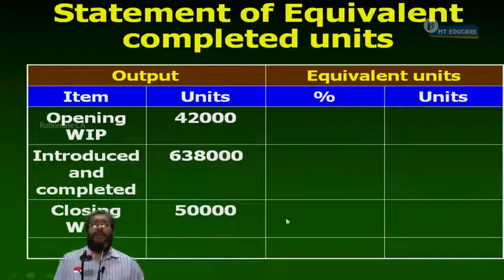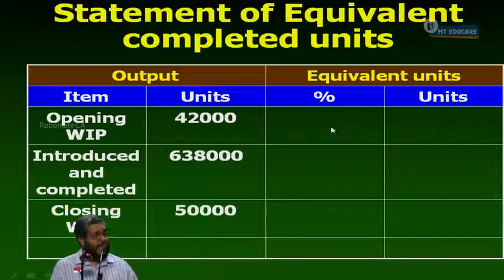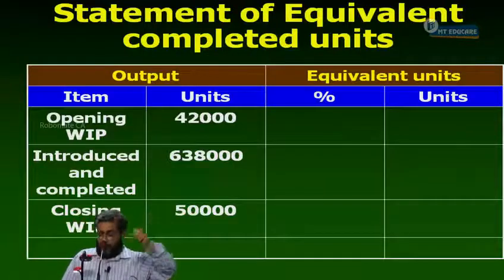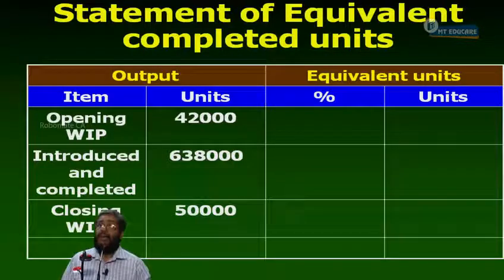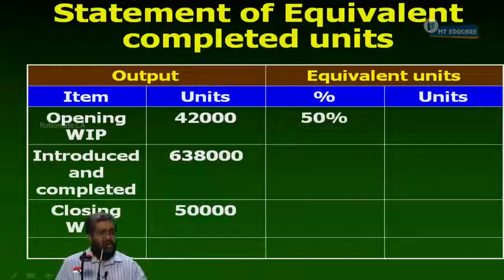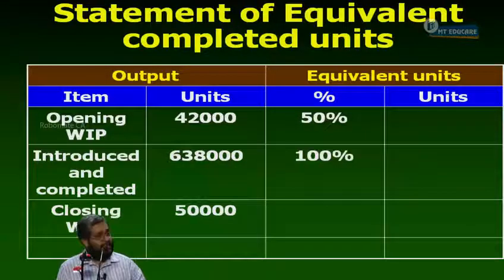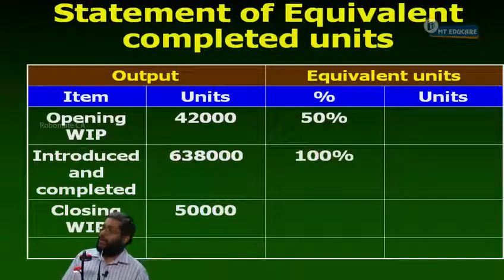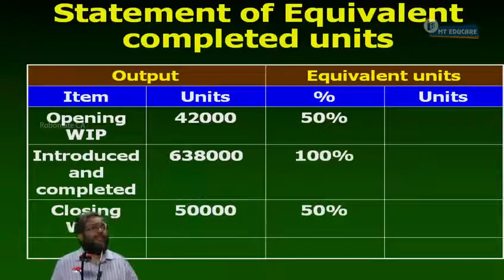Now tell me. Opening WIP completed: the entire cost was not spent this year, partly last year. Last year 50% completed, this year the balance 50% completed. So the equivalent is going to be 50% into 42,000. Yes or no? Now, started this year and completed this year, how much percent work done? 100% work done. Started this year, only half completed, how much percent work done here? 50%. Everybody respond, yes or no?